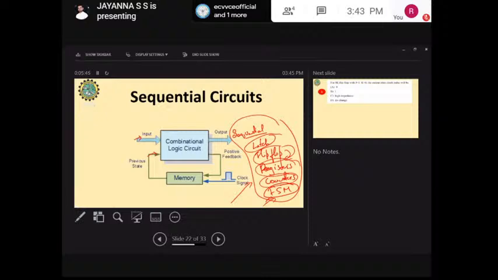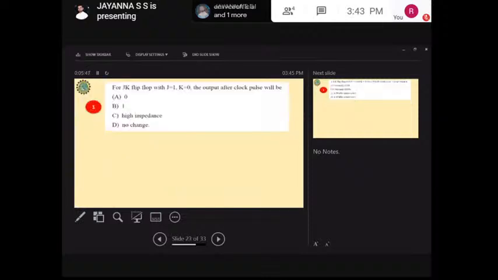First, take a simple problem for the JK flip flop. They have given J equal to 1 and K equal to 0. You need to find the output after the clock pulse. So here you must know the truth table of the JK flip flop. If you consider the clock, J and K, there will be an output.